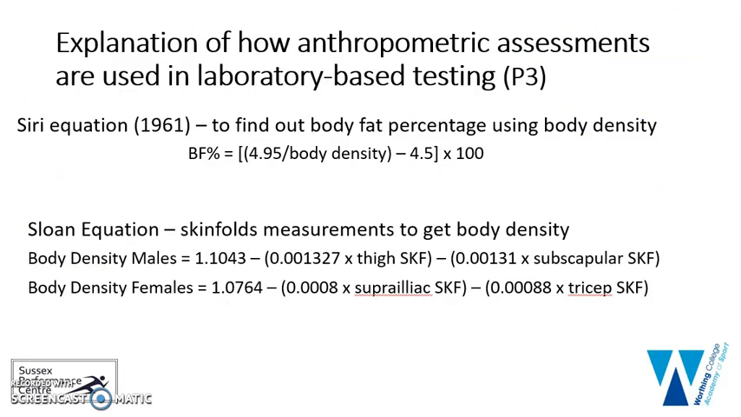Siri equation is used to find out body fat percentage using body density. So you put the body density from the previous test and you can check what the body fat percentage is. Sloan equation is using skin fold measurements to get body density. It is different for males and females. For males, they only need thigh and subscapular. For females, they need suprailiac and tricep. You can put those body densities in the Siri equation to find the body fat.